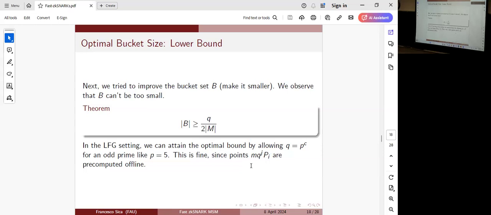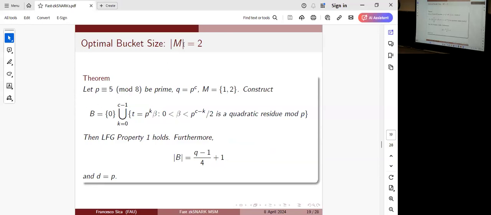So we can do that. Why can we do that? Because Q only appears in these pre-computed points here, and these points are pre-computed, so there's no need to have a fast computation of these points here. So there's no need to have Q being a power of 2, where you can have some speed ups. So for instance, in the next slide, Q will be 5, P will be 5, so this will be just a power of 5.